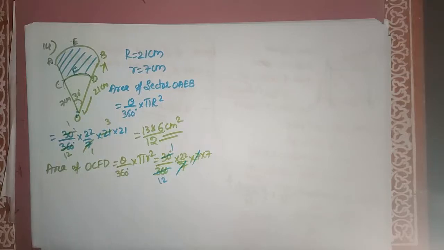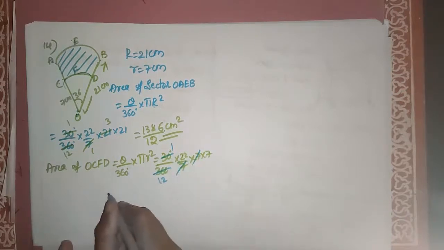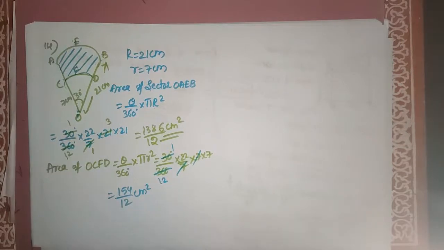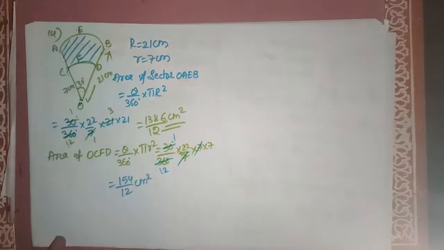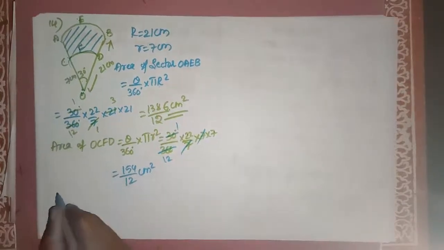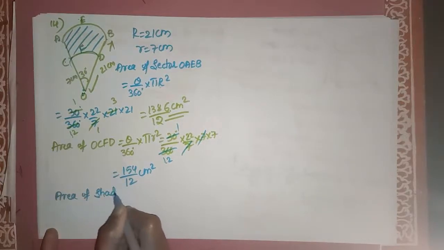So here also 22 sevens are 154. This is 154 divided by 12 centimeter square. Now here we need to find out the area of shaded region. So subtract these two, the area of shaded portion.